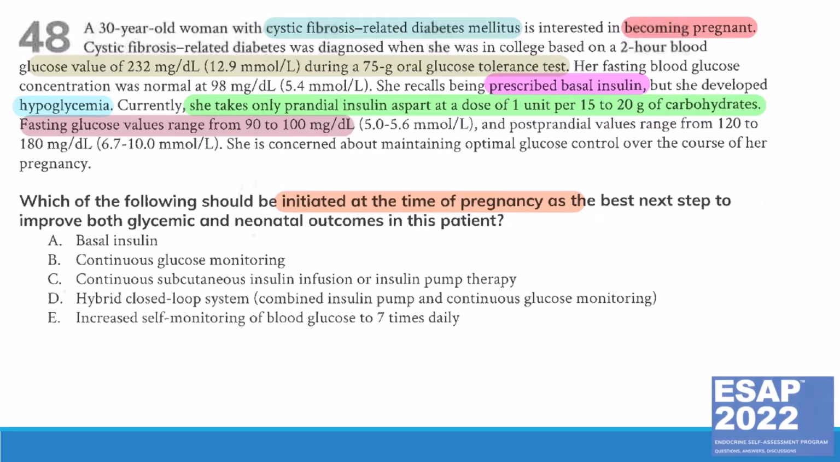As you know, the target in any patient with diabetes: postprandial should be less than 180, and fasting between 80 and 100. Which of the following should be initiated at the time of pregnancy as the best next step to improve the glycemic control and the neonatal outcome in the patient? Basal insulin, continue blood glucose monitoring, continuous subcutaneous insulin infusion or insulin pump, hybrid closed loop system, or increase self-monitoring of plasma glucose to 7 times daily. Which is the right one?